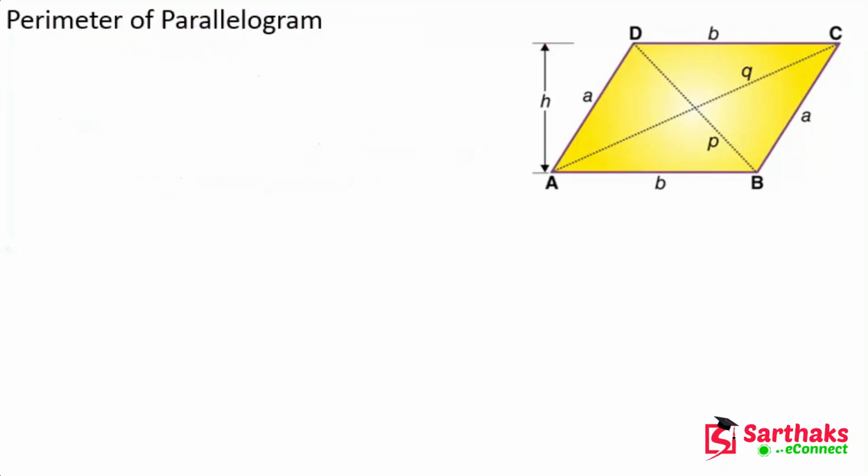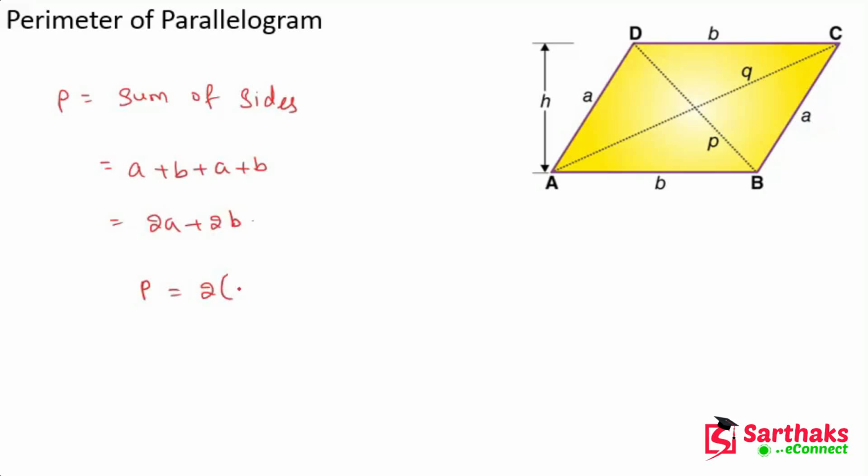Now let's talk about the perimeter of a parallelogram. Again, we know that perimeter is the sum of all sides. If we add these sides, a plus b plus a plus b, we can write twice of a plus twice of b. So the perimeter will become 2 into (a plus b). Got it? Yes. Now let's solve the problem.